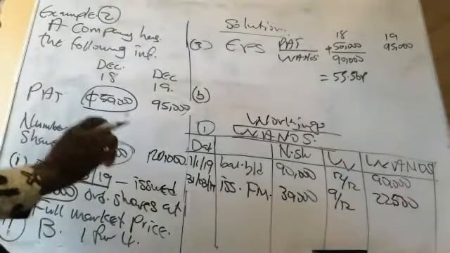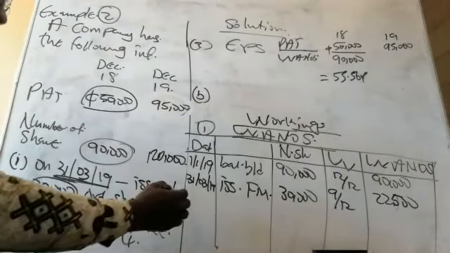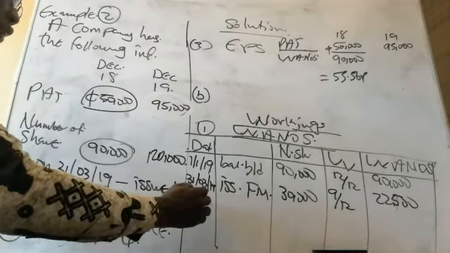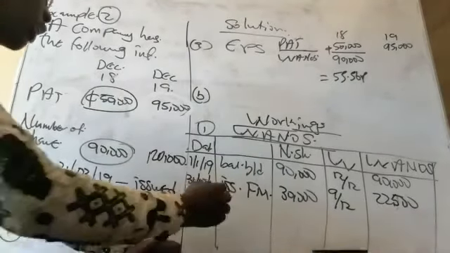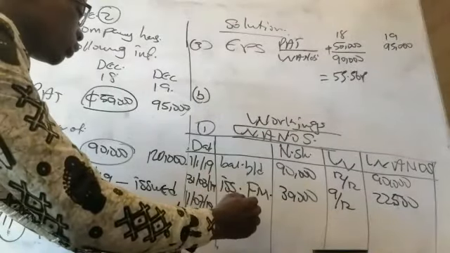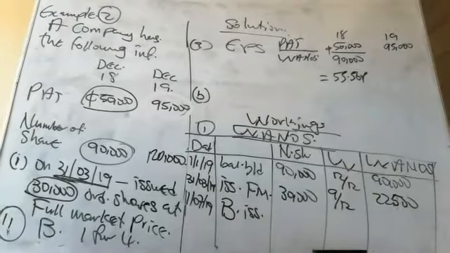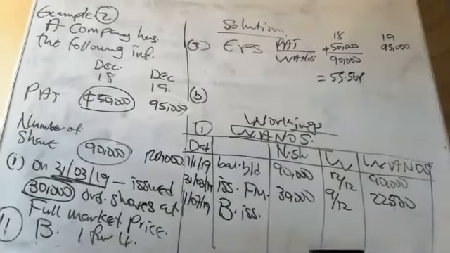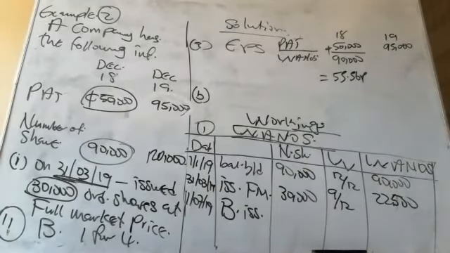In this scenario, the central focus is the bonus of 1 for 4. So on 1st of July 2019, they made a bonus issue. So here, just write bonus issue. Now let's go and calculate the number of shares that will come in as bonus. It's a 1 for 4, or 1 new share for every 4 shares in issue.